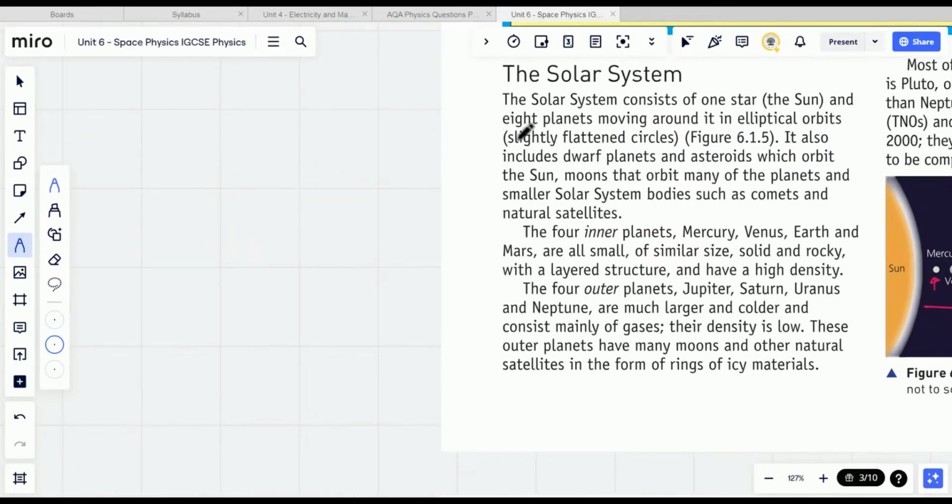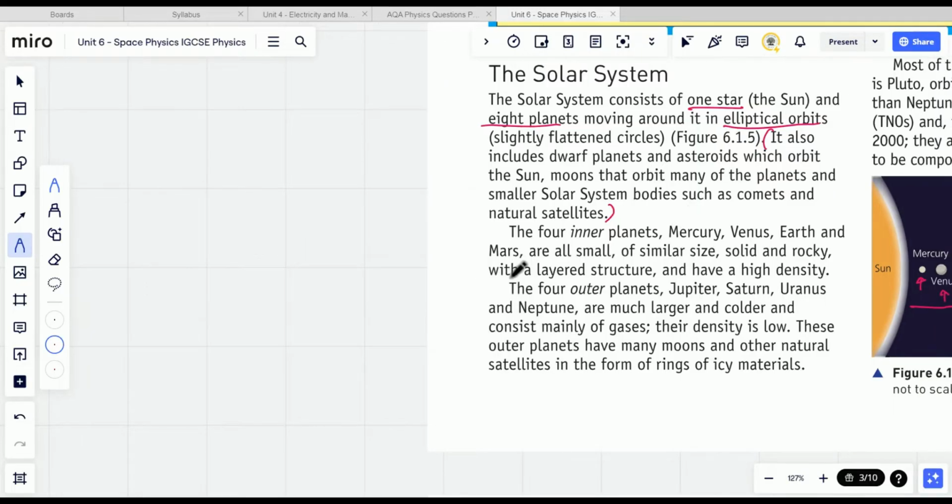I'll write it here. Let's first talk about this part. See, what are they saying? The solar system consists of one star and 8 planets moving around in elliptical orbits, and it includes dwarf planets and asteroids which orbit around the sun, the moons that orbit many of the planets, and smaller solar system bodies such as comets and natural satellites.